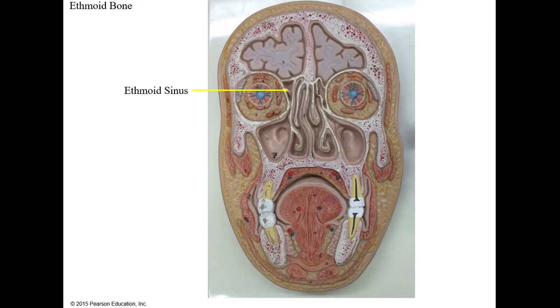The ethmoid bone also has a sinus. This is a model where we cut through the face in a frontal section. So here's actually the nasal septum right here. And here's our nasal concha right here. And here's the one eyeball. Here's the other eyeball. So this little hollow area right here, and we catch a little bit of it right in here. These would be the ethmoid sinuses. So the bones that have sinuses are the frontal bone, the sphenoid bone, and then we're seeing it here on the ethmoid bone.